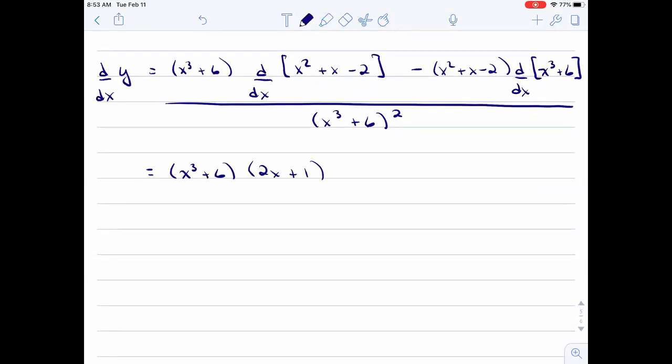Because now we've just got a nice polynomial in there. Minus, and then x squared plus x minus 2 stays the same. And then we take the derivative of x to the 3 plus 6, which is just going to be 3x squared.